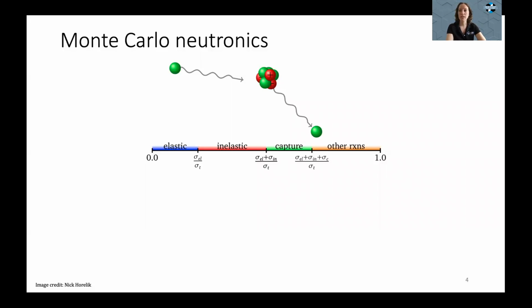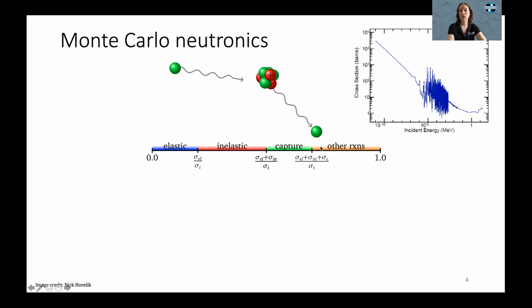In Monte Carlo neutronics, we solve the neutron transport equation by individually modeling each neutron in the system. For example, here's a neutron that is streaming through a material and it's about to hit a nucleus. Many things could happen after that collision: elastic scattering, inelastic scattering, capture, etc. And we know the cross-section for each of those reactions, which is basically just a probability of the event occurring based on the incoming energy of the neutron.